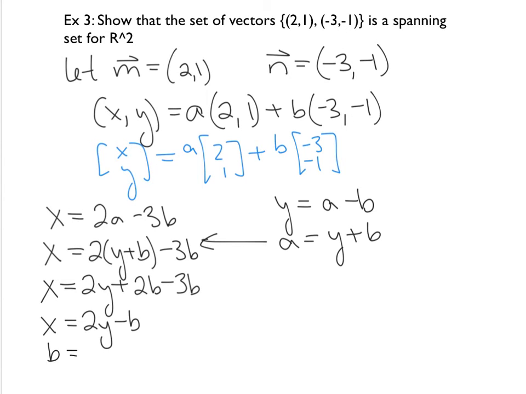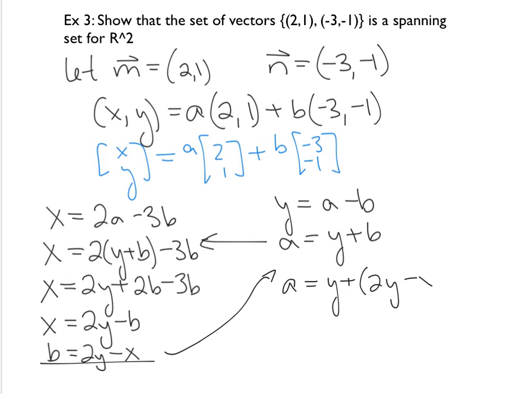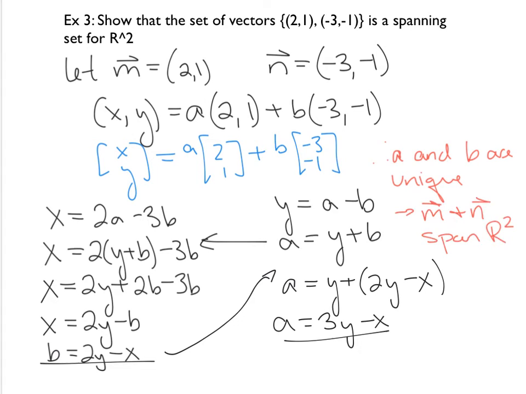And b is equal to 2y minus x. Now let's take this and sub it into our a equation. So y plus 2y minus x. So a is equal to 3y minus x. And since a and b are unique here, you know that m and n are going to be spanning sets of R2.